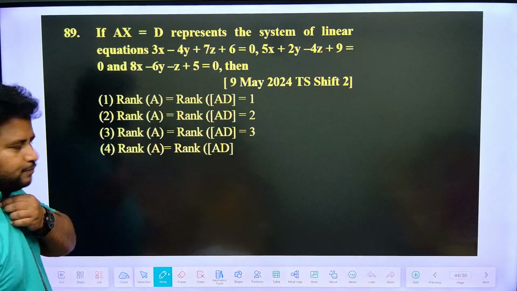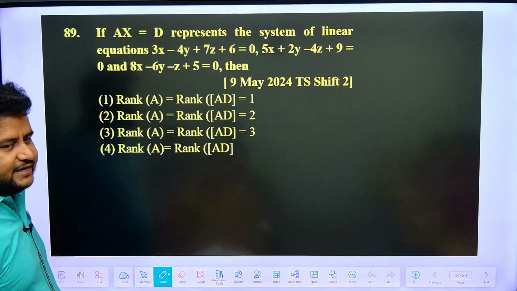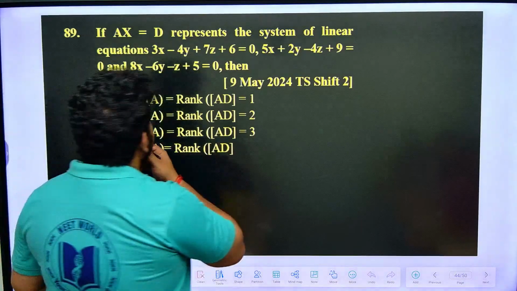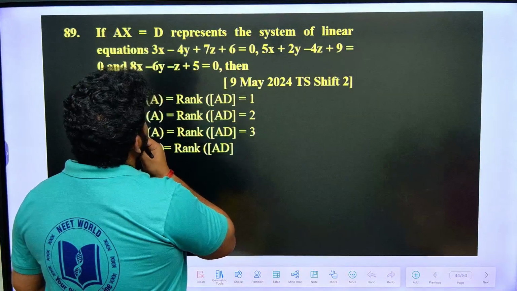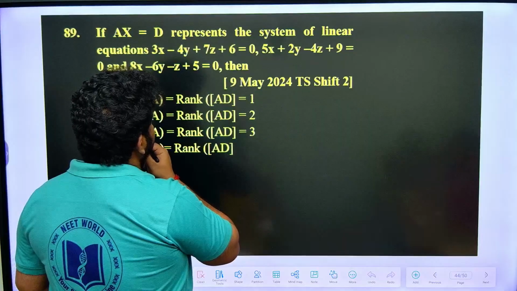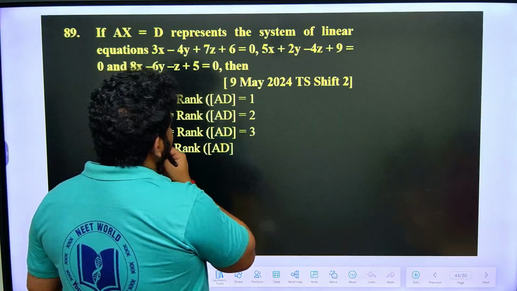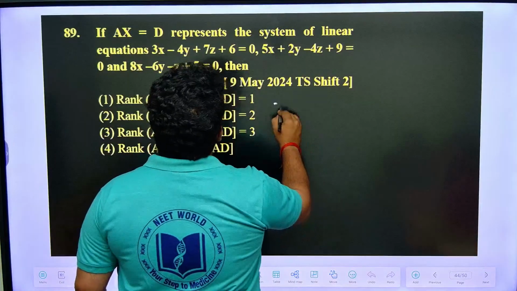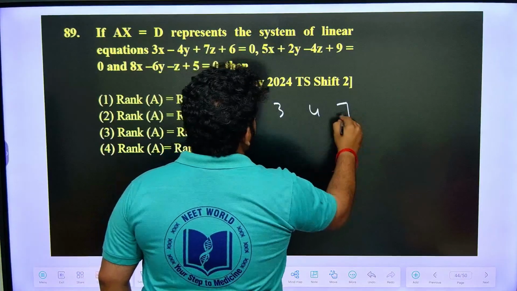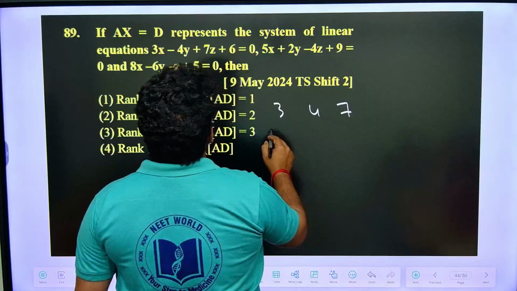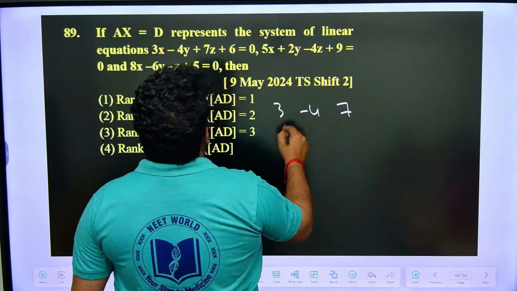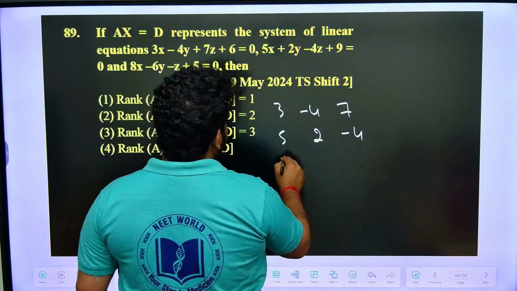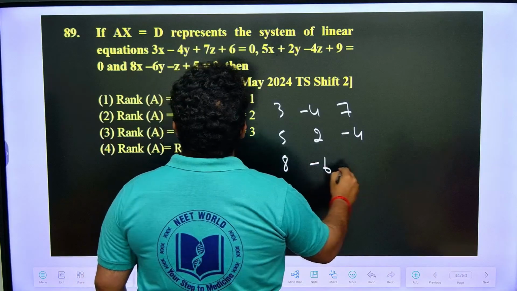Now what should we do? We have to find rank of AD or rank of A. Okay, let us find out. Now what is given? Ax is equal to d. So 3x minus 4y plus 7z plus 6 is equal to 0, 5x plus 2y minus 4z. Well, first let us write down the matrix A. That will be 3 4 7, next 3 minus 4, then 5 2 minus 4, next 8 minus 6 minus 1.